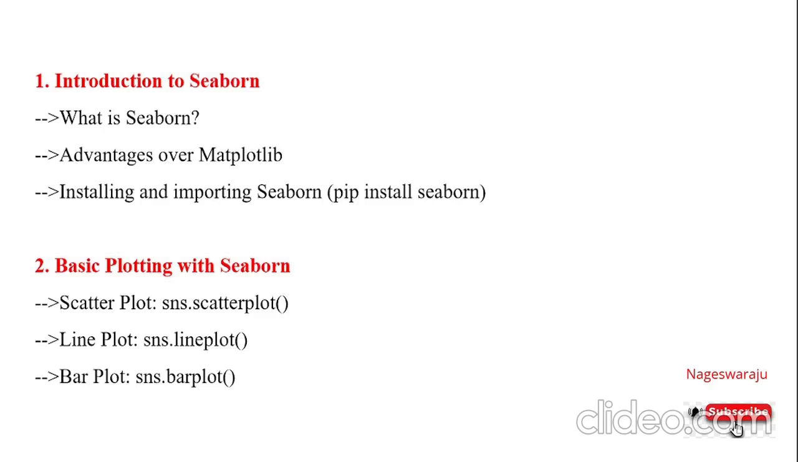Next, basic plotting with Seaborn. Some plots are there, which I already told you about in Matplotlib. Matplotlib has some plots, and in the same way Seaborn also has some plots: scatter plot, line plot, bar plot, like that. When we go through the plots one by one, we need to use the data. Then we display the scatter formation.